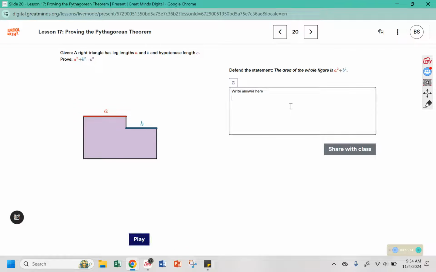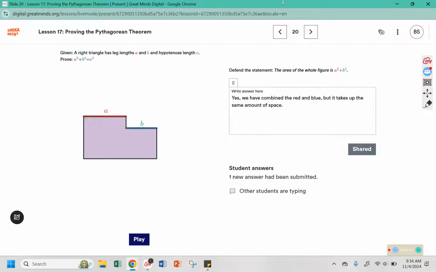Defend the statement. The area of the whole figure is A squared plus B squared. Yes, we have combined the red and blue, but it takes up the same amount of space. So it's just the total of those two squares.